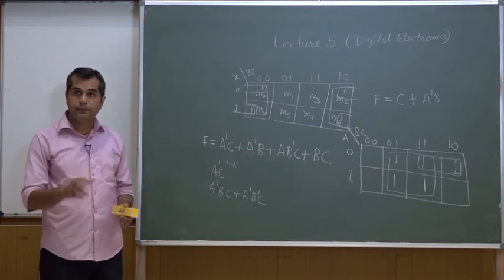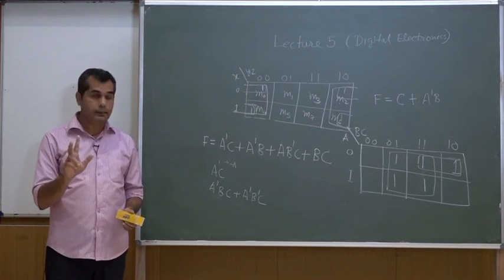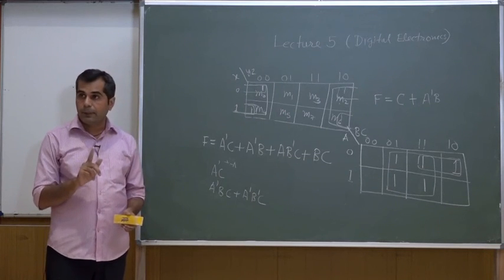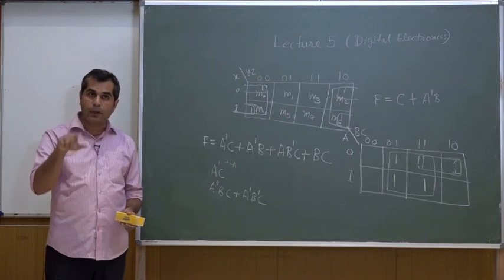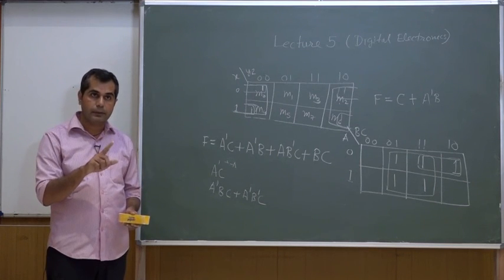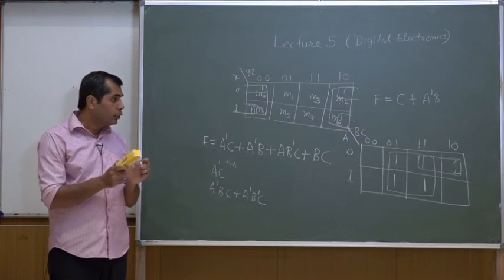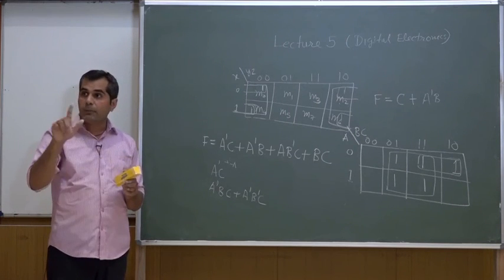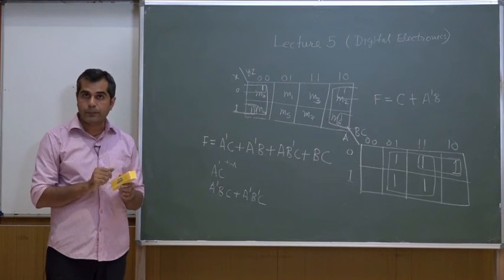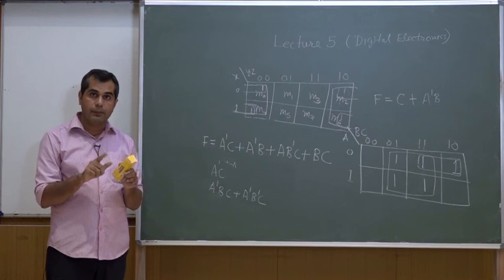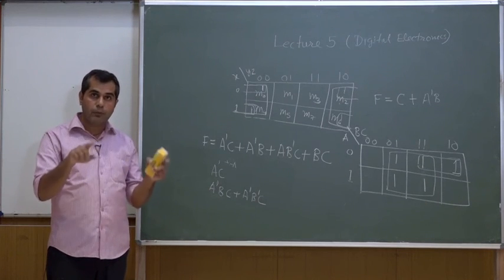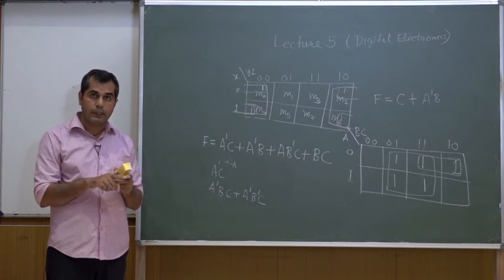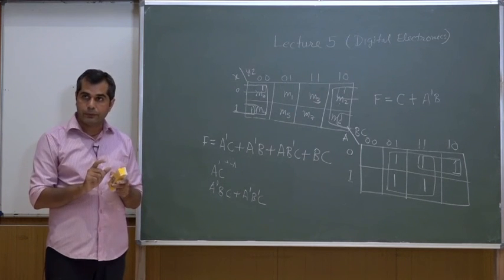Please note here that if there are 8 adjacent 1s available, then you will make the group of all those 1s, okay. I mean for a group you should always look for more number of adjacent 1s, okay. That means if 4 ones are available, try to make a group of all those 4 ones, okay. Then think about the 2 ones, is it clear?